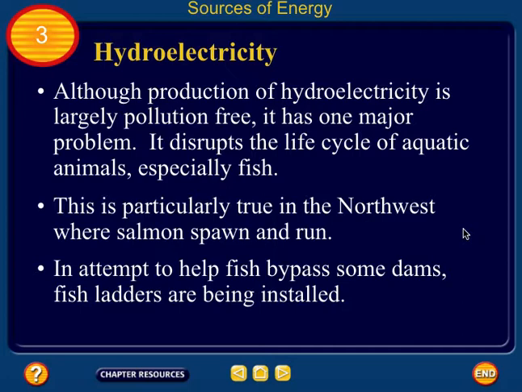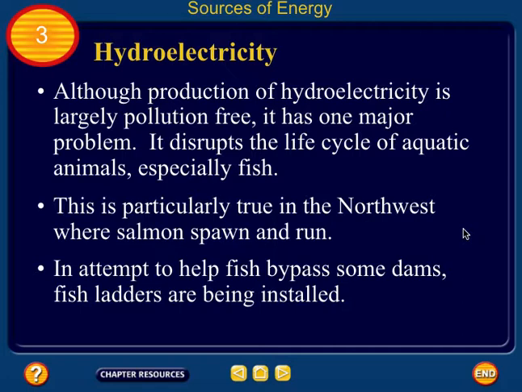Although production of hydroelectricity is largely pollution-free, it has one major problem. It disrupts the life cycle of aquatic animals, especially fish. This is particularly true in the Northwest, where salmon spawn and run. Because salmon return to the spot where they were hatched to lay their eggs, the development of dams has hindered a large fraction of salmon from reproducing. This has greatly reduced the salmon population. Efforts to correct the problem have resulted in plans to remove a number of dams. In an attempt to help fish bypass some dams, fish ladders are being installed.